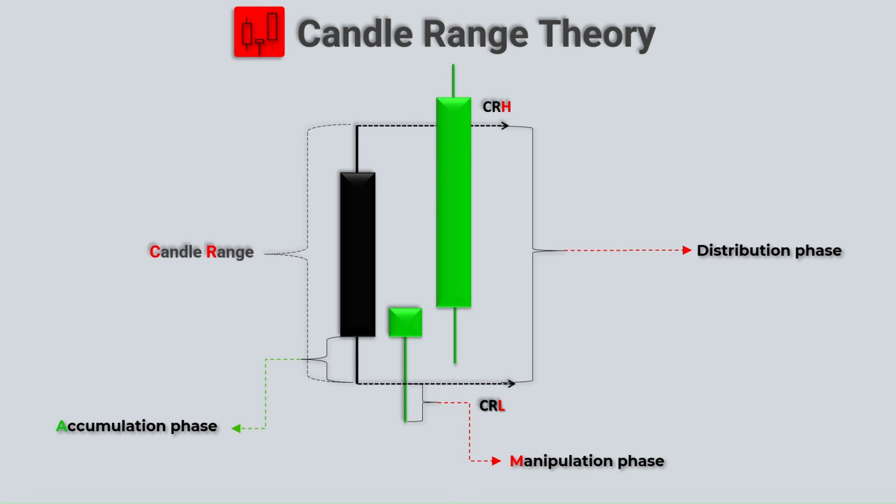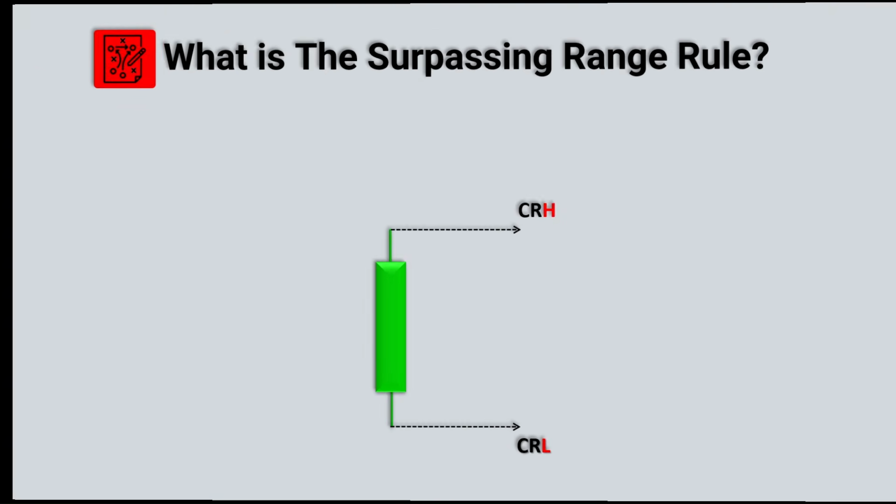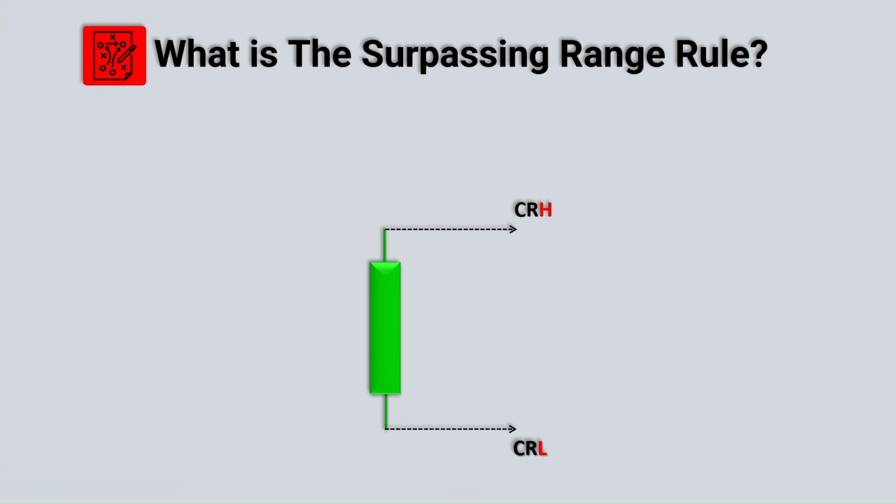Previously, we explored how to identify the accumulation phase, a crucial starting point in the CRT framework. Now, it's time to dive into the next step, correctly recognizing the manipulation phase using the surpassing range rule. What is the surpassing range rule? The surpassing range rule is one of the simplest and most effective CRT patterns to identify manipulation.